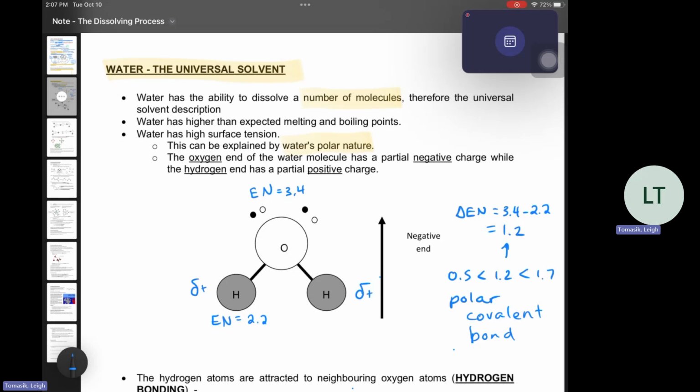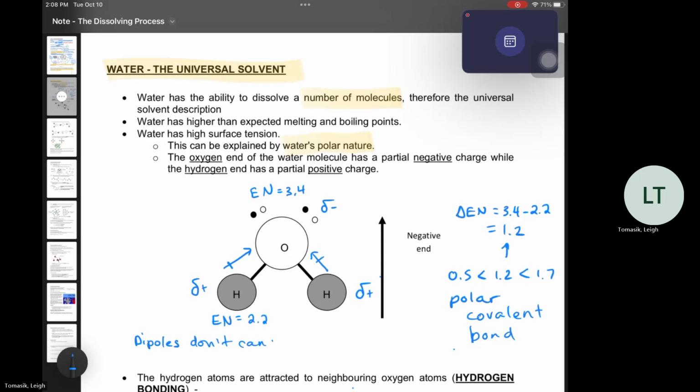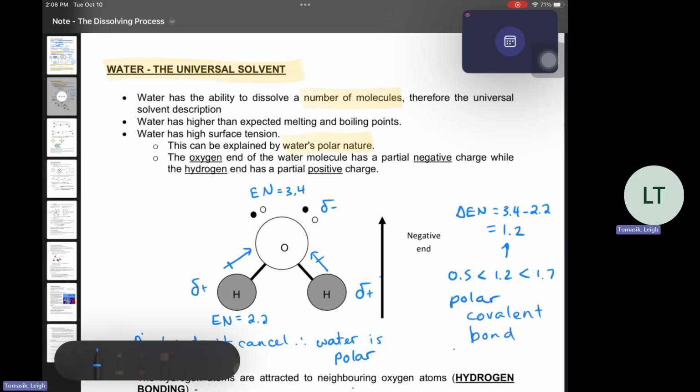So all the hydrogens are partially positive and all the oxygens are partially negative, right? So if we were to draw the dipole arrows, you can see that they're both pointing in the same direction, right? And the dipoles don't cancel. So water is polar. As a molecule, not just as a bond, as a molecule. Okay, so it says the oxygen end of the molecule has a partial negative charge, while the hydrogen end of the molecule has a partially positive charge.